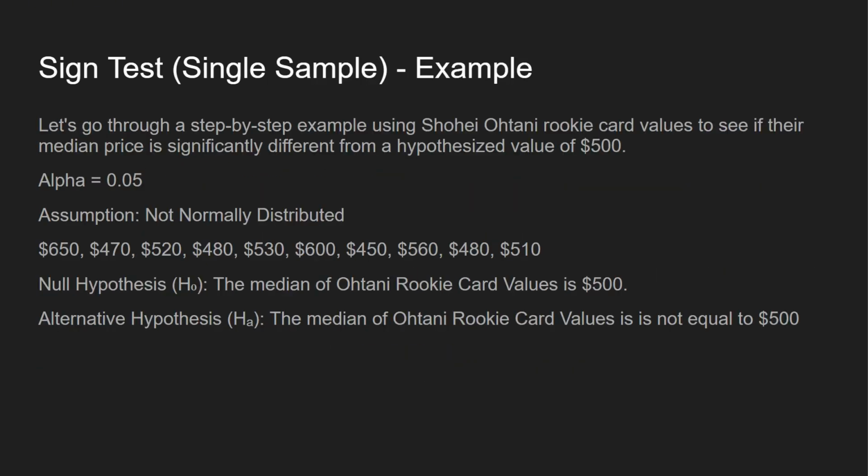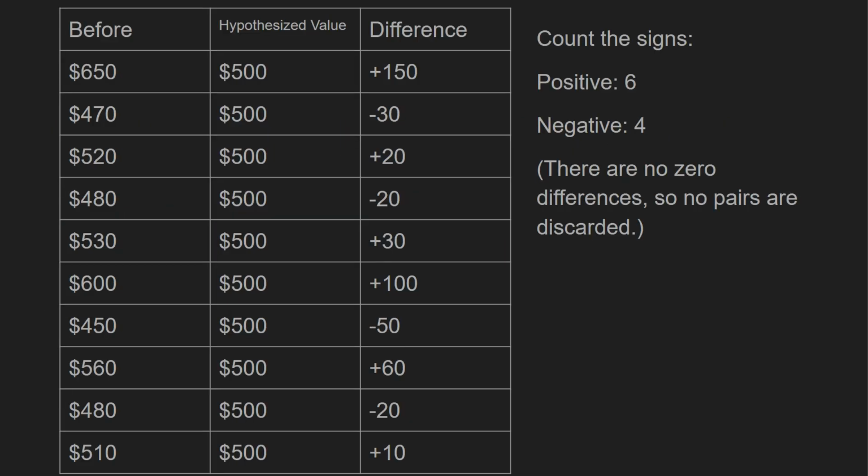So let's go through an example looking at Shohei Ohtani rookie card values. We're going to use the hypothesized median value of $500. We'll say alpha is 0.05. The assumption is this is not normally distributed. I didn't actually check these numbers with Shapiro, but we'll just assume that. The values are: 650, 470, 520, 480, 536, 450, 560, 480, and 510. The null hypothesis: the median Ohtani value is 500. Alternative: the median Ohtani rookie card value is not equal to 500.